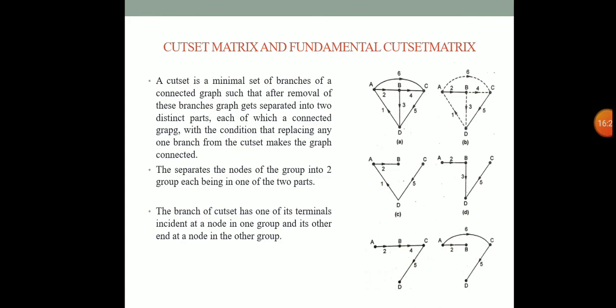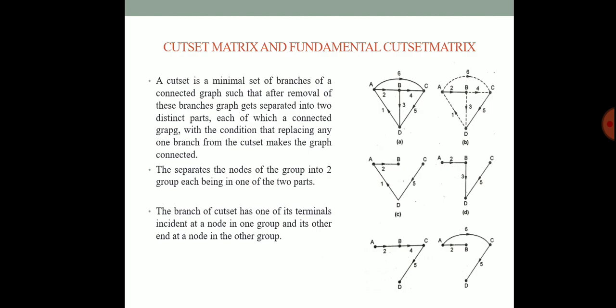And then the cut set matrix. A connected graph can be separated into two parts by removing certain branches of the graph. This is equivalent to cutting a graph into two parts. Hence, it is referred to as a cut set. A cut set is a minimal set of branches of a connected graph such that after removal of these branches, the graph gets separated into two parts, each of which is a connected graph, with the condition that replacing any one branch from the cut set makes the graph connected.